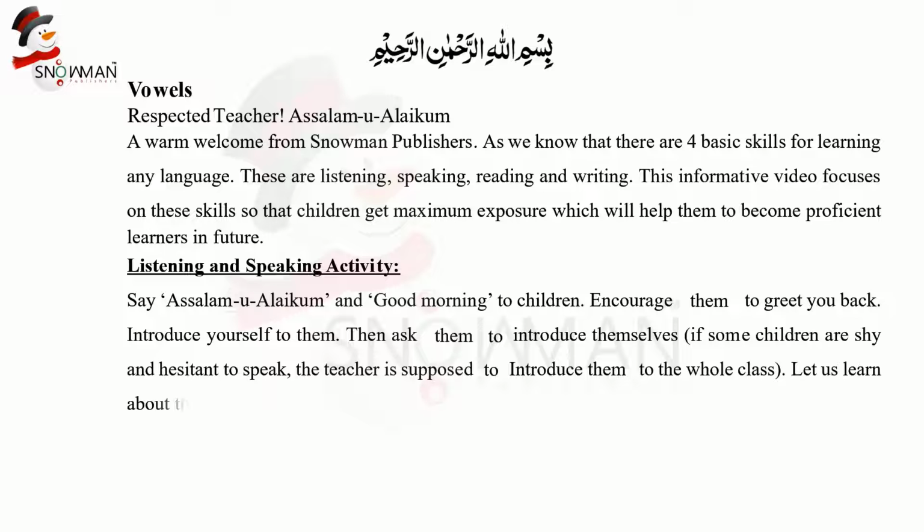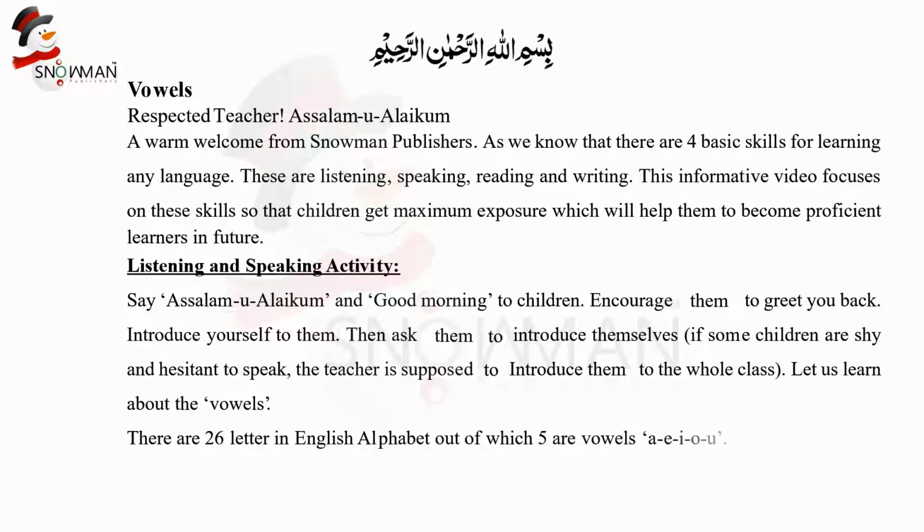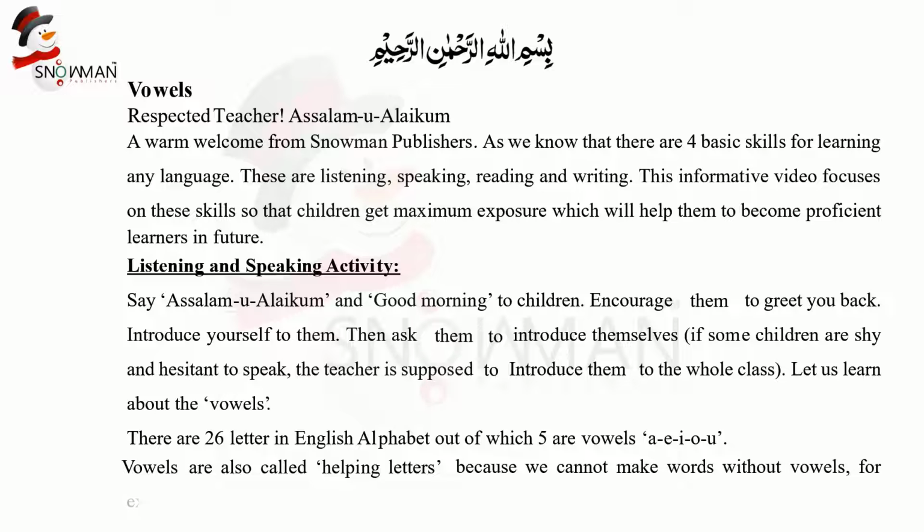Let us learn about the vowels. There are 26 letters in the English alphabet, out of which 5 are vowels: A, E, I, O, U. Vowels are also called helping letters because we cannot make words without vowels. For example, cat, bed, sip, rod, nut. All these words have vowels in them.